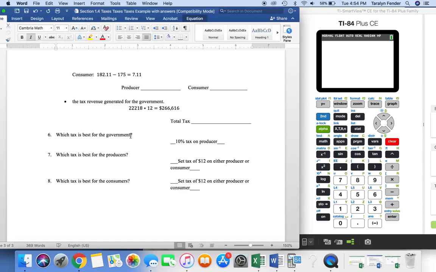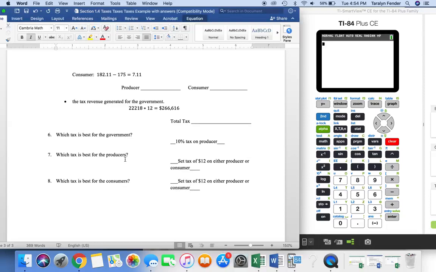Now, we look at what tax is best for the government. We want to know how much money did the government get, which was best for the government. So we want the government's money to be the greatest, and you will see that they get more money when the producer has a 10% tax imposed on it. What is best for the producers, that is when the tax is set for either the producer or the consumer at $12. And what is best for the consumers is exactly the same thing. So set the tax of $12 on either the producer or the consumer.